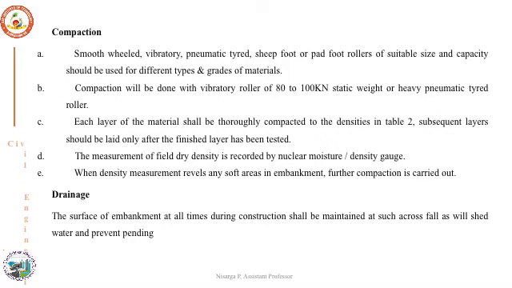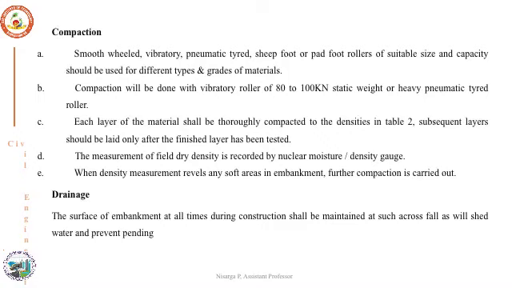Once the spreading of the material is done, then the compaction has to be done. Compaction can be done using a smooth wheel roller, vibratory roller, pneumatic tyre roller, sheep foot, or pad foot roller, depending upon the size and the type of the soil to be compacted. The compaction will be done with a vibratory roller of 80 to 100 kilonewton static weight, or a heavy pneumatic tyred roller, when we are using granular material.